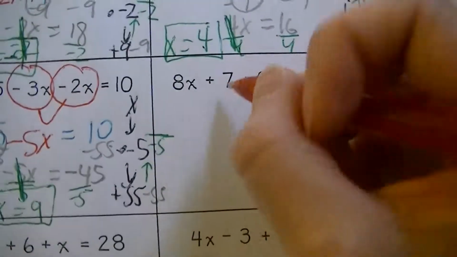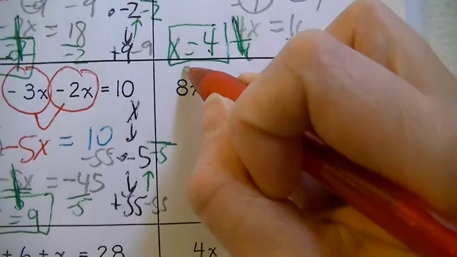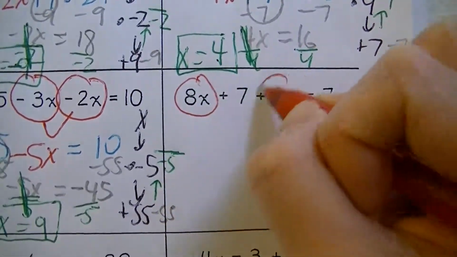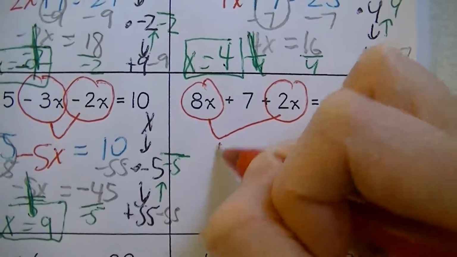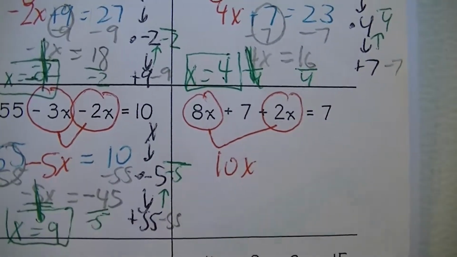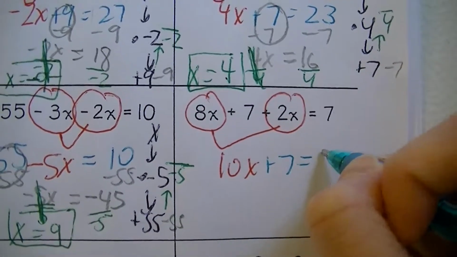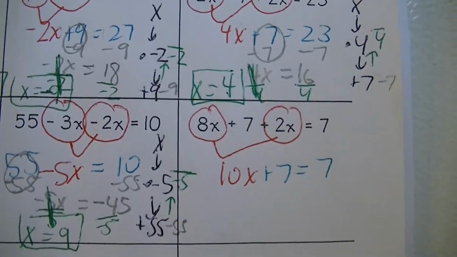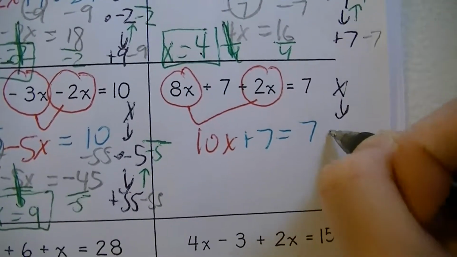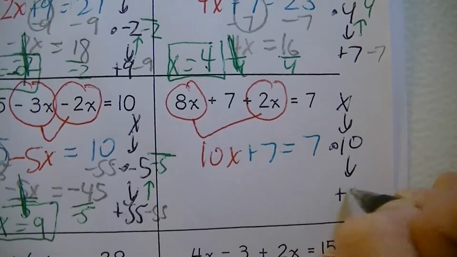The next problem, you'll have on the same side of the equal sign, an 8x and a 2x. 8x plus 2x is 10x. Bring down your plus 7, your equal sign, and your 7 over there. Now you're going to go ahead and build that. Start with x, multiply it by 10, then we added 7.